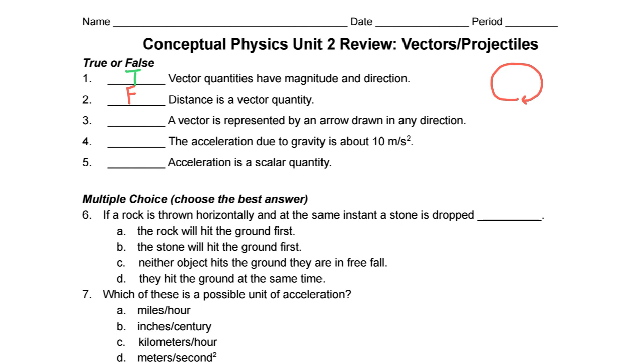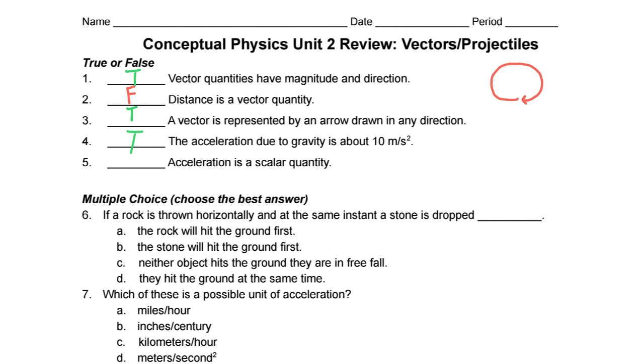A vector is represented by an arrow drawn in any direction. I'm going to go ahead and say that that is true. We can use arrows to represent vectors, and the direction does matter, but they can go in any direction. Acceleration due to gravity is about 10 meters per second. That is true. We say 9.8, but 10 is pretty darn close.